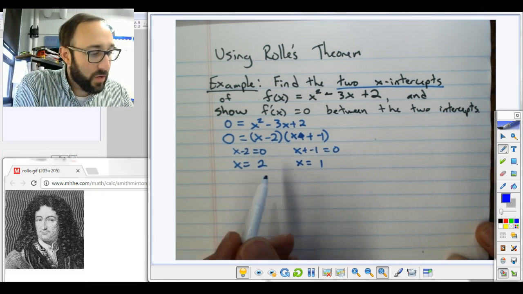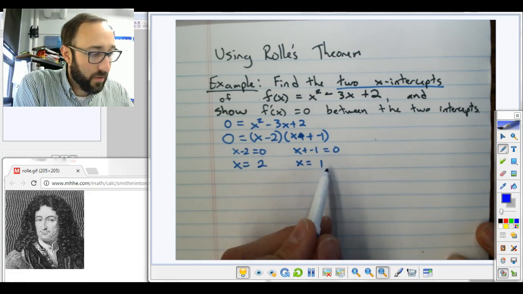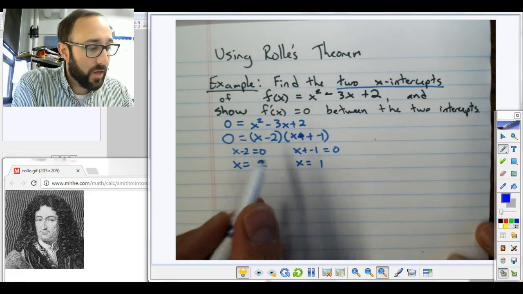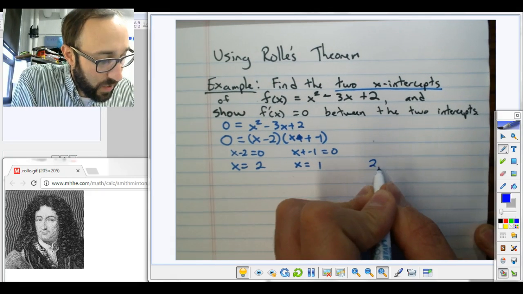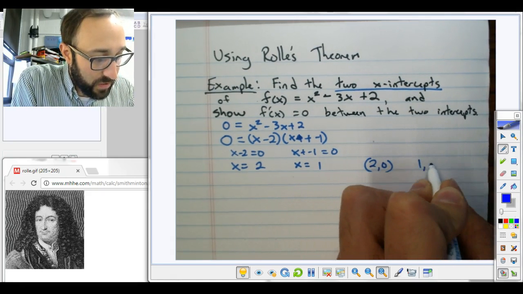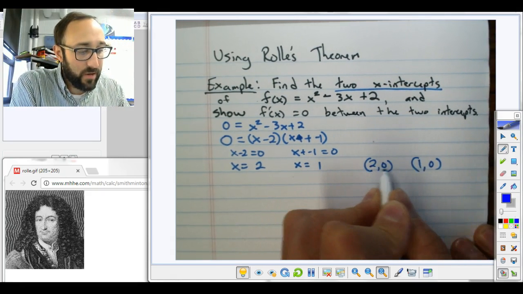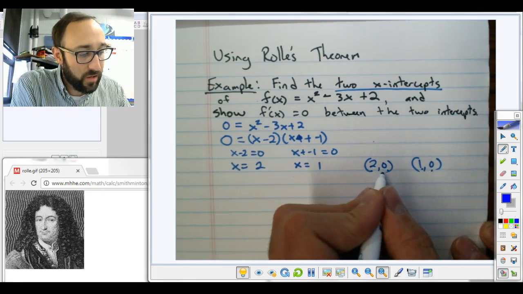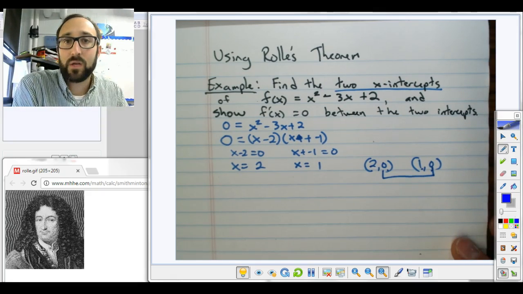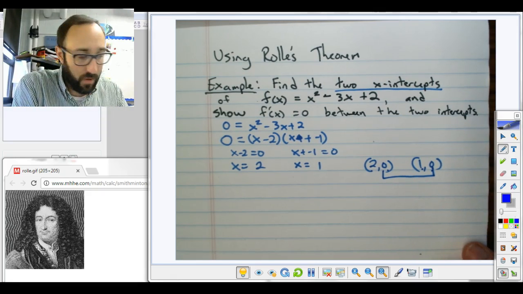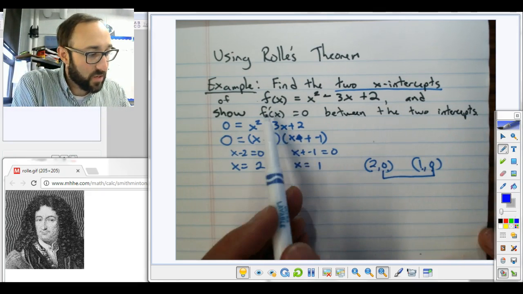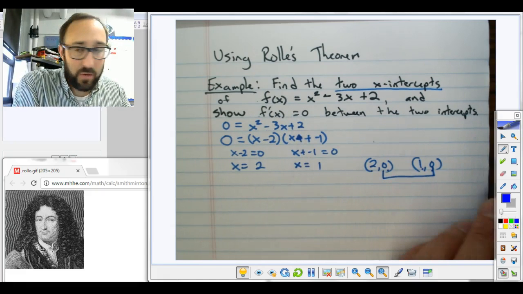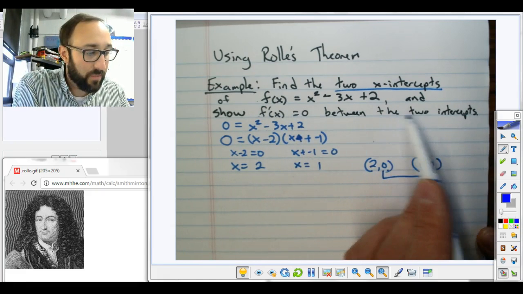All right, so we know that those two things are happening. When x is 2, our point is (2, 0), and our other point is (1, 0). Our x values are different, our y values are the same. So that means we can use Rolle's theorem because the y values are equal to each other. Now we have to show that there is something in between those two intercepts.